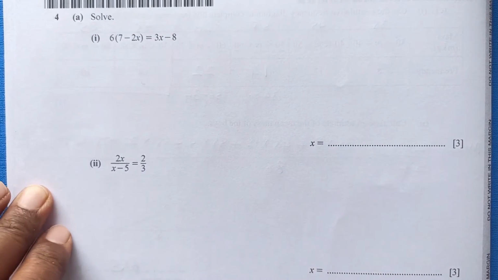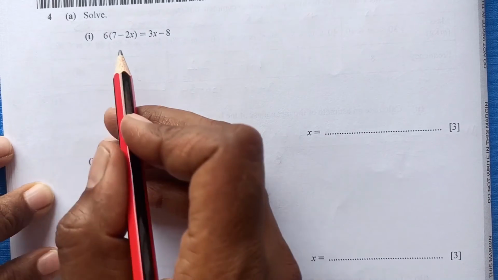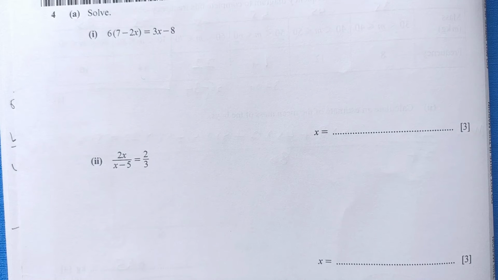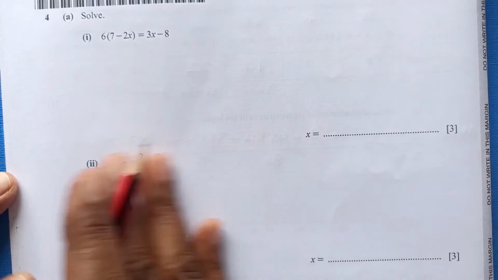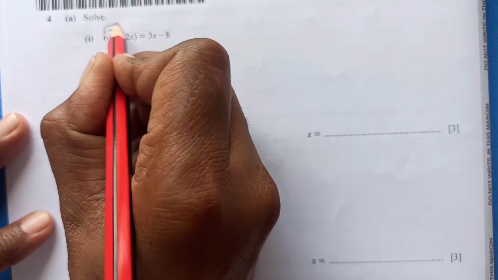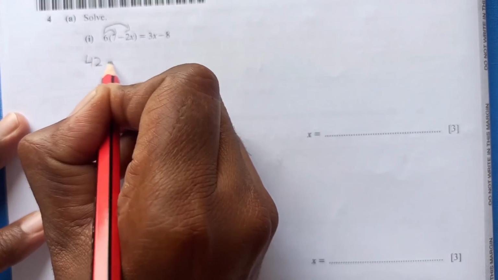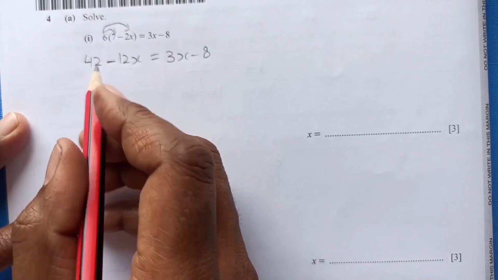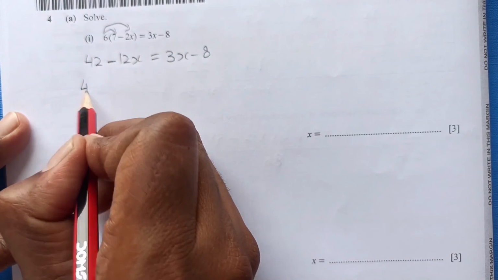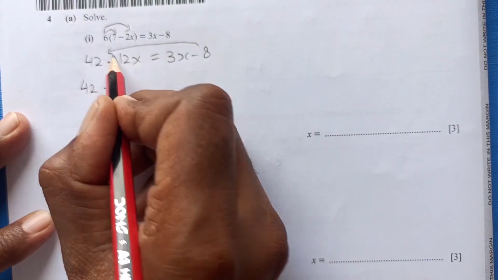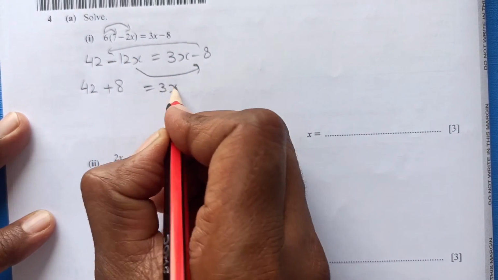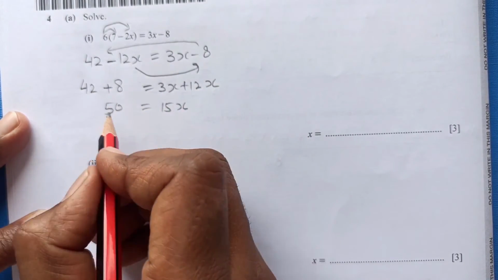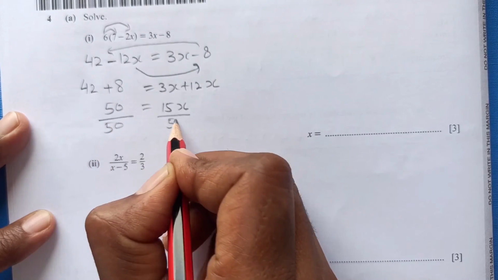Now let's move to question number 4. We have part 1 here. 6 times (7 minus 2x) equals 3x minus 8. So open the bracket. This 6 will be multiplied to both of them. 6 times 7 is 42, minus 6 times 2x is 12x, equals 3x minus 8. Right? Now bringing this 42 plus 8 to this side, and 12x goes to the other side, 3x plus 12x. This is 50 equals 15x, divided by 15, right?